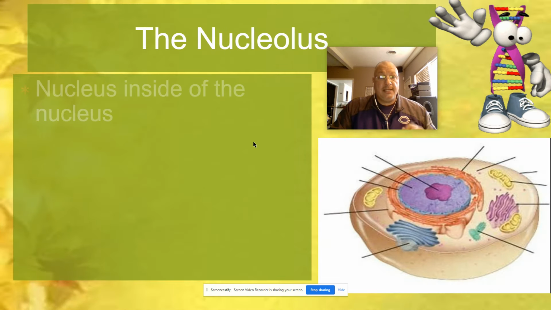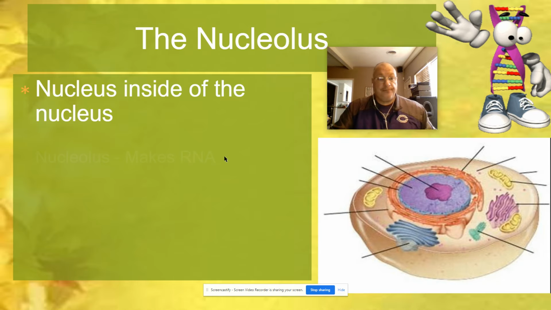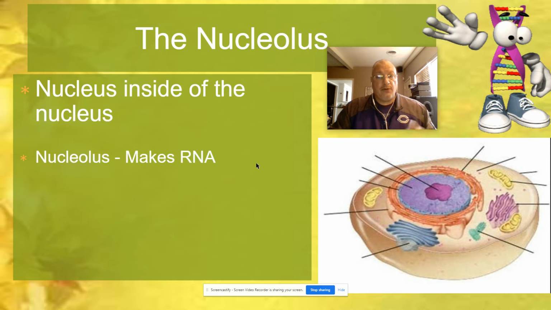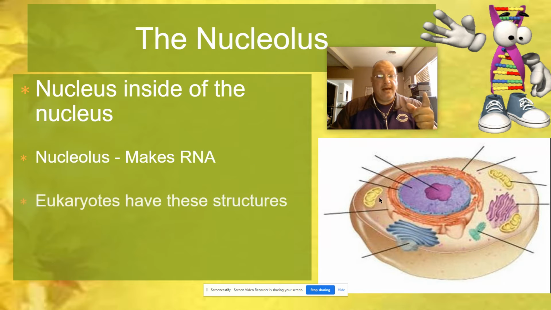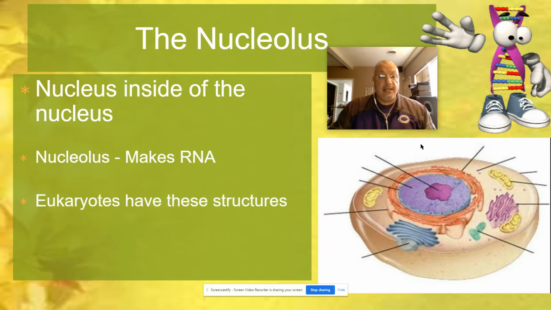The nucleolus is the nucleus inside the nucleus. So it's like the circle with a little circle. Okay, so the nucleolus makes RNA, which you will study in some detail your freshman year in biology. We will not go over that today. So eukaryotes have the nucleus, prokaryotes don't, but prokaryotic cells do have DNA.